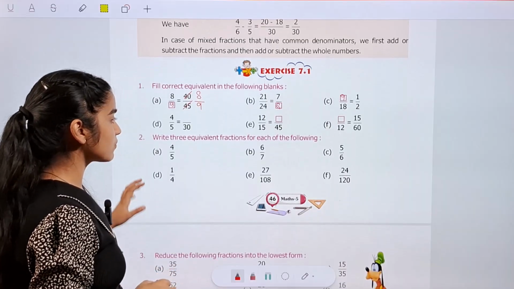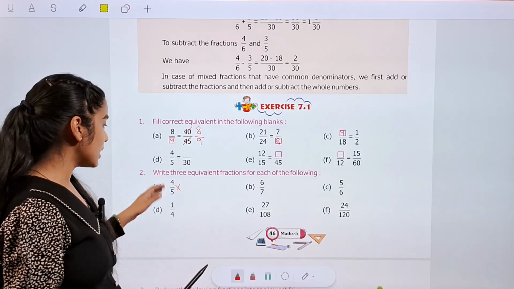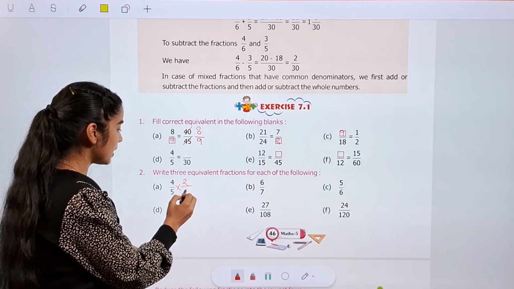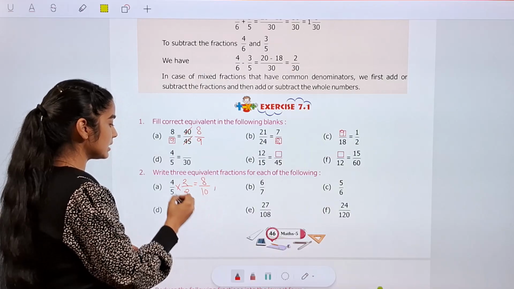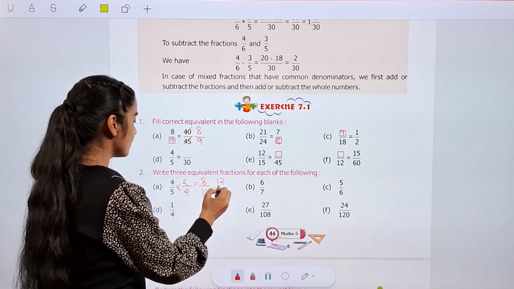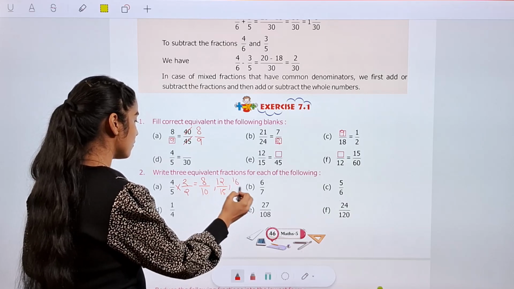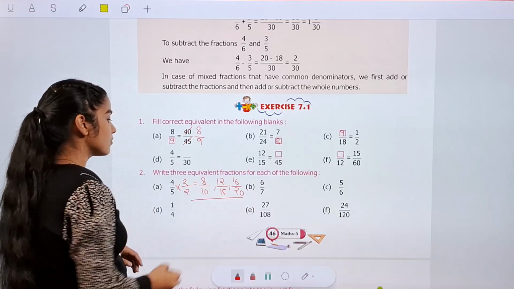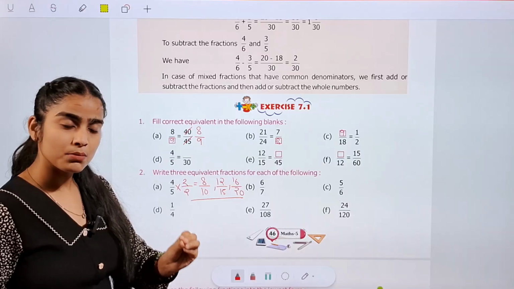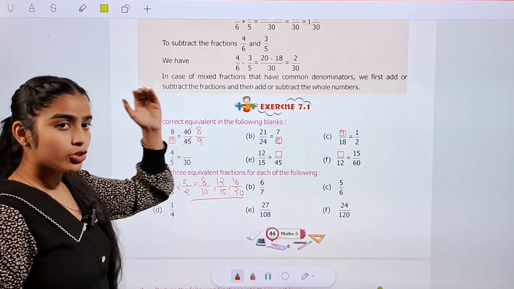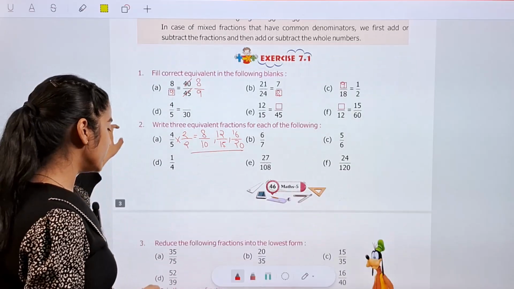3 equivalent fractions for each of the following. So what you have to do, you have to take 3 random numbers and multiply it. So first I take 2/2, so 4 2s are 8, 5 2s are 10. Next I take 3, so 3 4s are 12, 3 5s are 15. Next I take 4, 4 4s are 16, 4 5s are 20. So these are the 3 equivalent fractions of this number. So for equivalent fractions you have to take 3 random numbers, multiply your numerator and denominator with the same number together, and you will get your equivalent fraction.